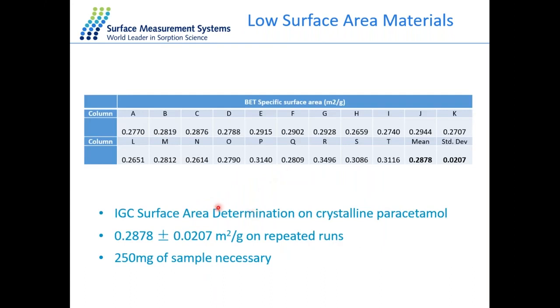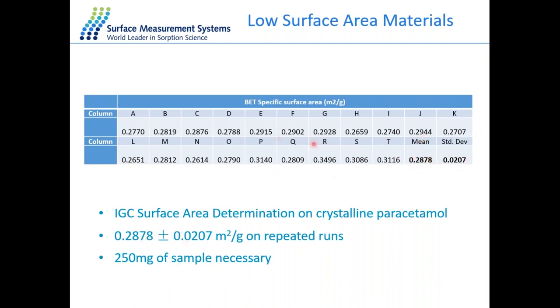This is looking at some crystalline paracetamol. This is taken from one of our technical notes. We have the full paper if you want to look at this. But this is several runs on several different columns. And the BET surface area, the average is 0.28 meters squared per gram.